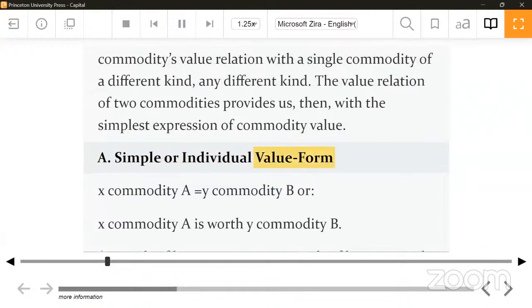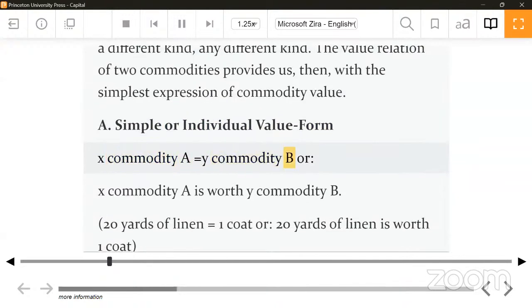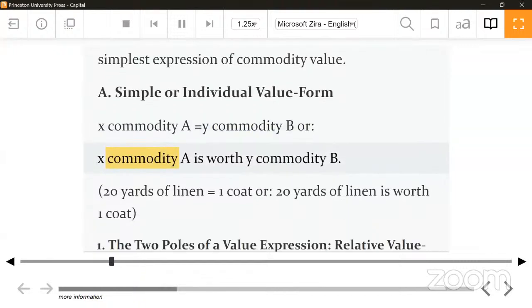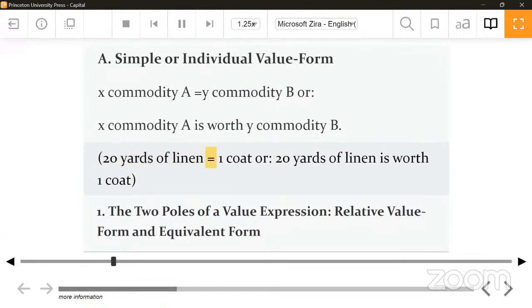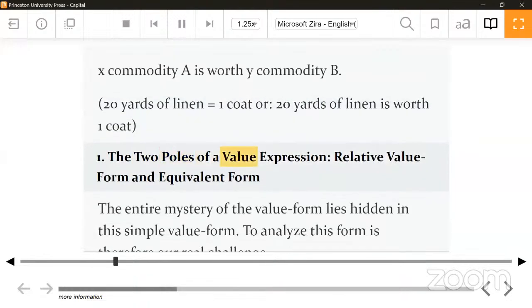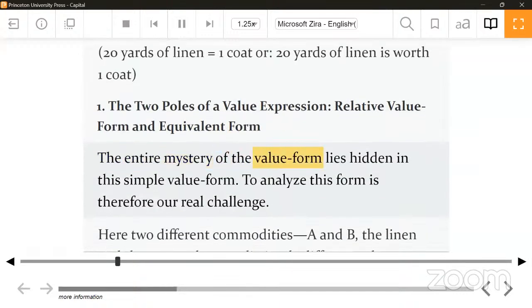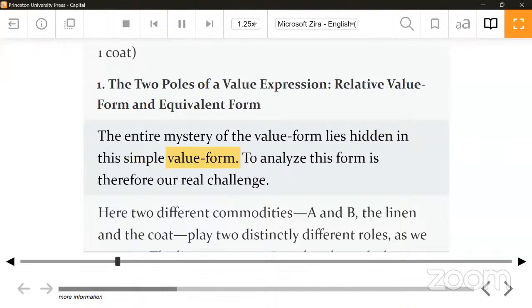A simple or individual value form. X commodity A equals Y commodity B, or X commodity A is worth Y commodity B. 20 yards of linen equals 1 coat, or 20 yards of linen is worth 1 coat. 1. The two poles of a value expression, relative value form and equivalent form. The entire mystery of the value form lies hidden in this simple value form.